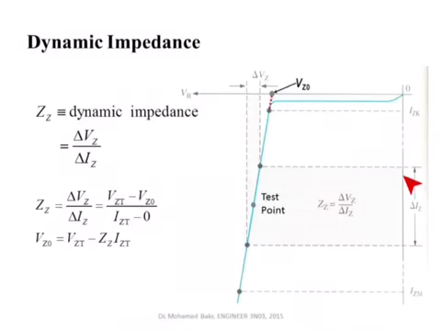This represents delta change in current. This represents change in voltage. If you divide this change in voltage by this change in current, it will give you the dynamic impedance, the dynamic resistance that this Zener represents. Usually it is a very small number, a few ohms.